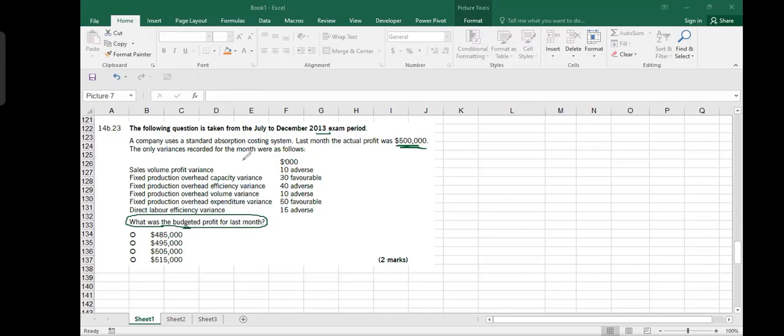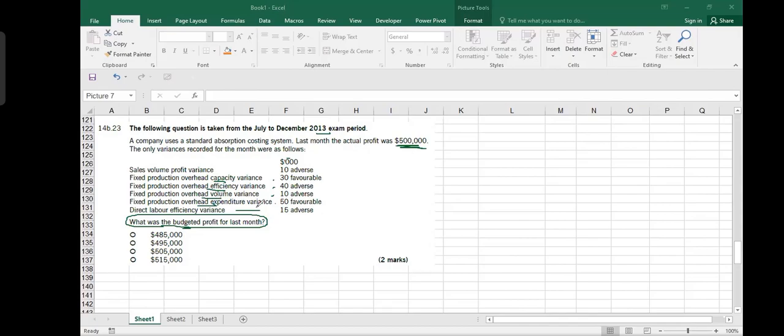The only variances recorded for the month were as follows. Sales volume profit variance, $10,000 adverse. These are thousands. Fixed production overhead capacity variance, 30,000 favorable. Fixed production overhead efficiency variance, 40,000 adverse. Fixed production overhead volume variance, 10,000 adverse. Fixed production overhead expenditure variance, 50,000 favorable. And direct labor efficiency variance, 15,000 adverse. So how much should your answer be?